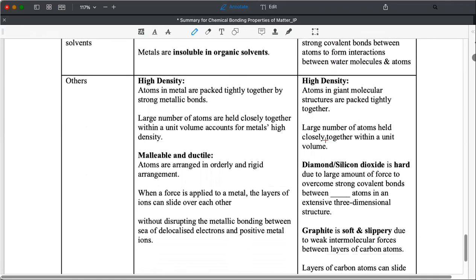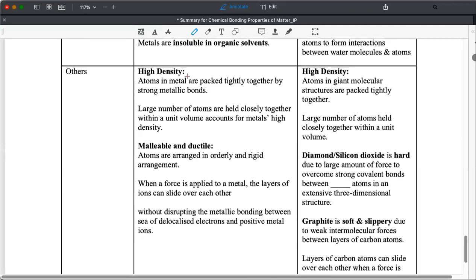Other properties that you must study are density for metals, and malleability and ductility. Density-wise, you need to talk about how the atoms in a metal are packed so closely together. And within a unit volume, you have a large number of metal atoms, which constitutes high density. Mass per unit volume gives you density. So within a unit volume, if you have a large mass of substance, then the density will be high.